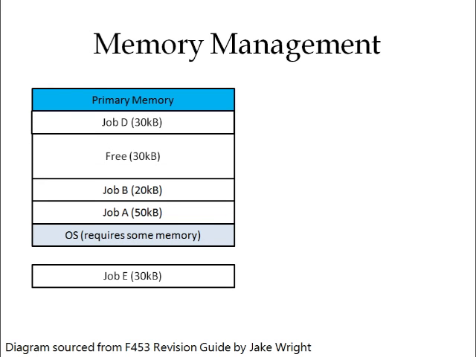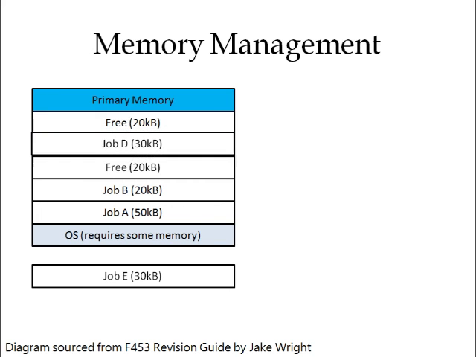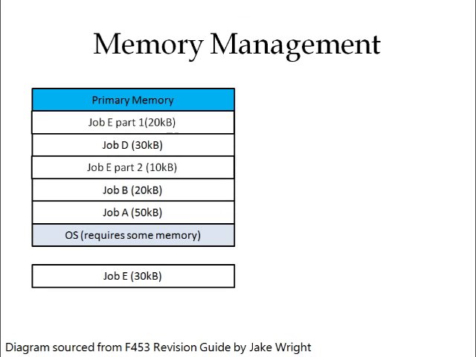Job D could be moved down, but this would make heavy use of the processor. 20 kilobytes is a lot to reallocate, and processor time is better spent on other issues. Job E could be split into two parts, but this could cause fragmentation errors. Virtual memory, paging, and segmentation were implemented to solve this problem.